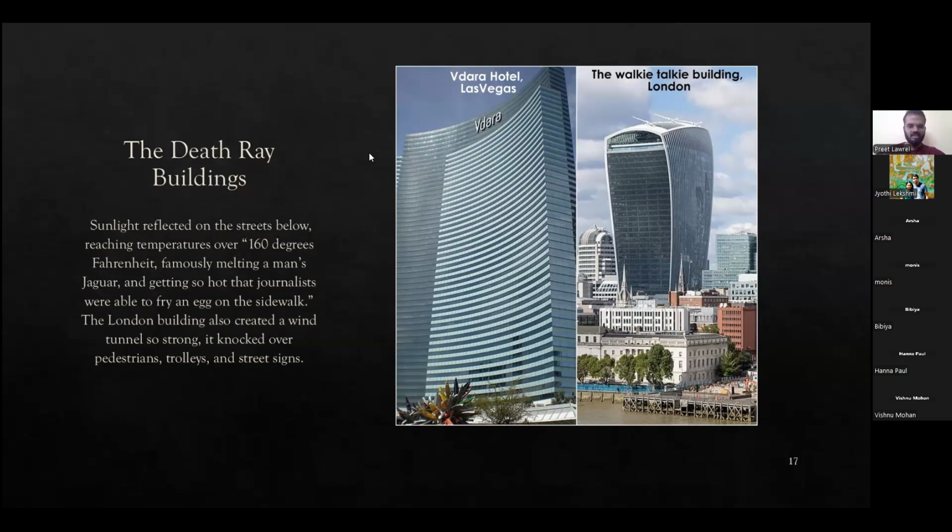And in the Walkie Talkie building, it was also creating a vortex effect. That is, the wind concentration in front of the structure was so high that it was knocking off signs, even bicycles around. So what's the lesson that we learned here?